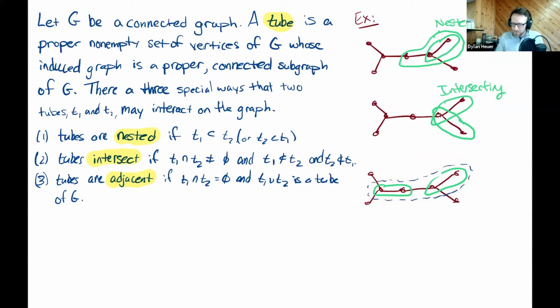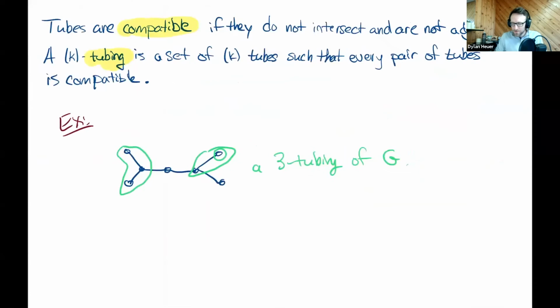And so if we consider the tubes that we want, for whatever reason, we're going to allow nested but not intersecting or adjacent. We call tubes compatible if they could be nested, but they're not going to intersect or be adjacent. And a tubing is a set of tubes such that every pair is compatible. So here's a quick example of a tubing.